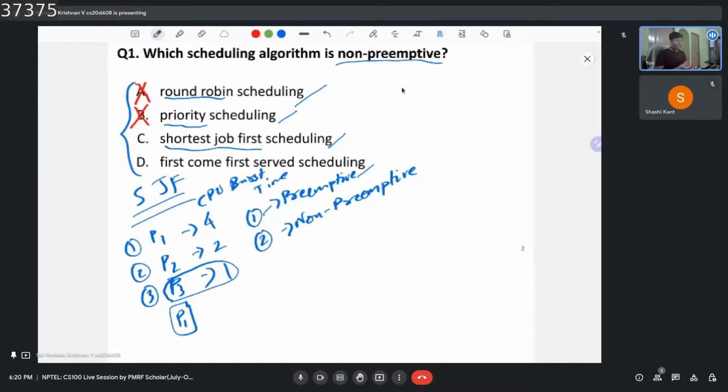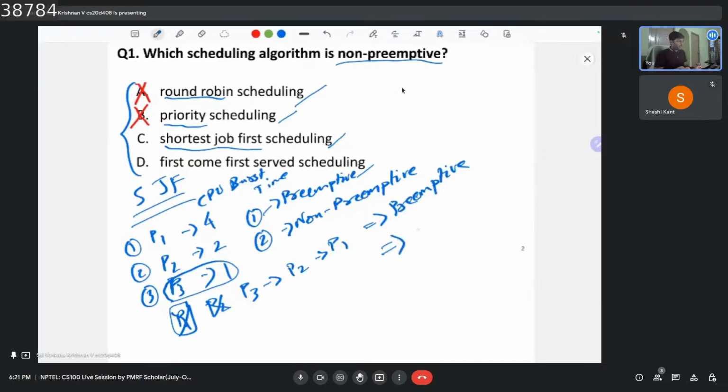And now in a preemptive version, P1 would get preempted and P2 would start executing. And when P3 arrives, P2 would get preempted and P3 would start executing. Once P3 finishes execution, the next shortest job would be P2 followed by P1. So this is the preemptive version of the same shortest job first scheduling algorithm.